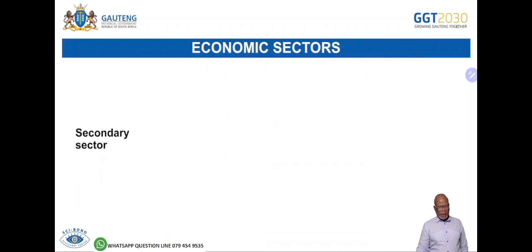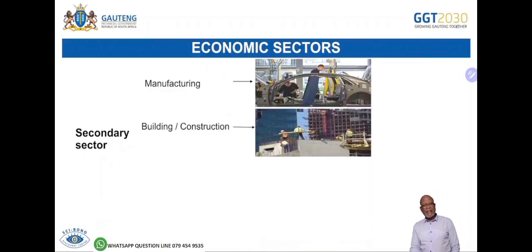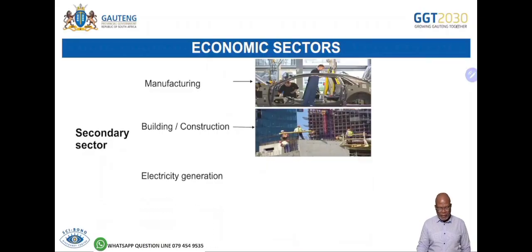Then we have the secondary sector. Secondary sector, we said it is about manufacturing. So manufacturing takes place in industries, and we have different types of industries that you could have. You have your light industries and you have your heavy industries. Now you need to know the characteristics and the difference between your heavy industries and your light industries, because that is where your manufacturing is going to be taking place.